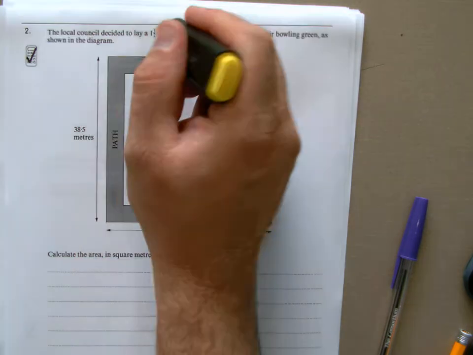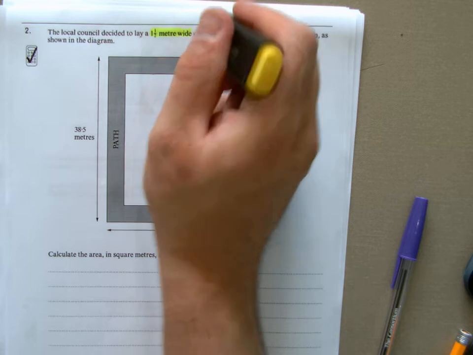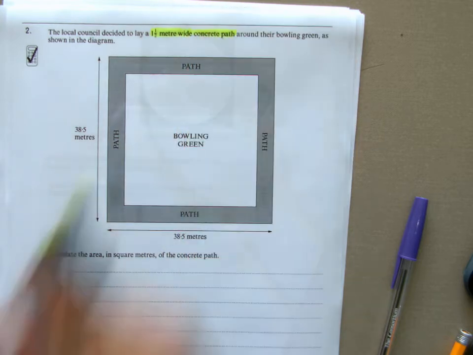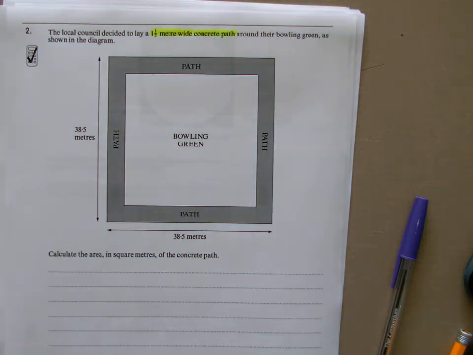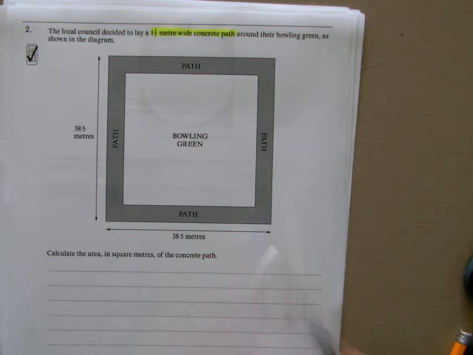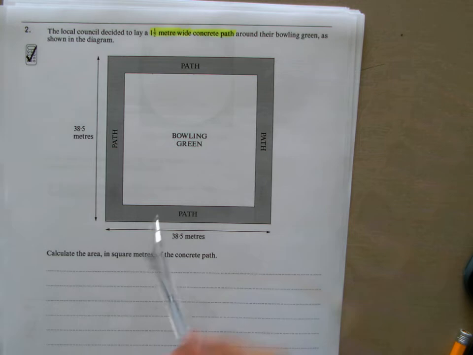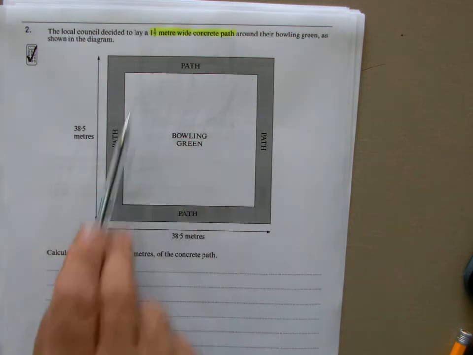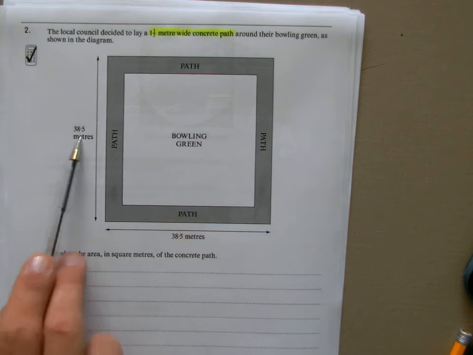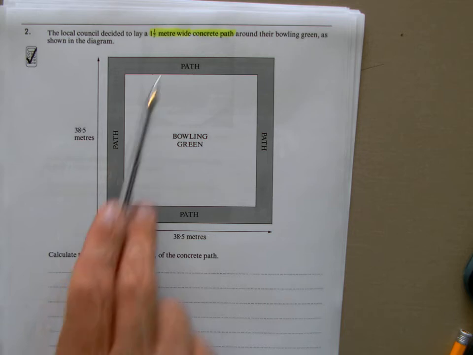The key information here is that the path is 1.5 metres wide. So we know the width of it, in other words how wide the path is as you walk along it. We know the length of the path too. Because it's a square setup, it's quite clear: 38.5 metres is the length of the path, but the width is 1.5 metres.